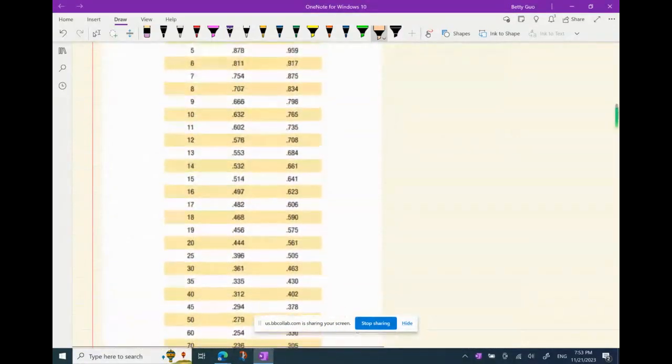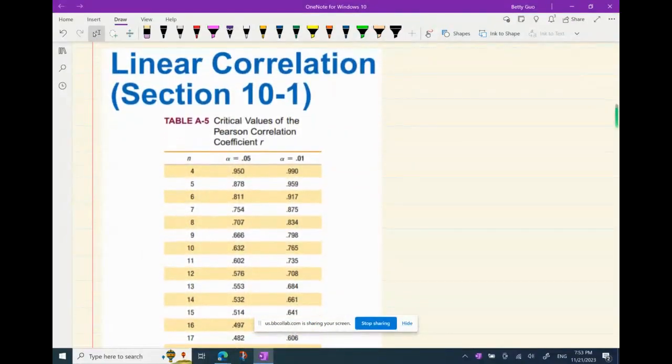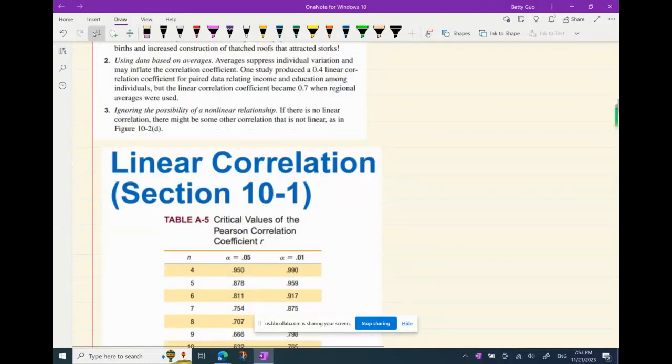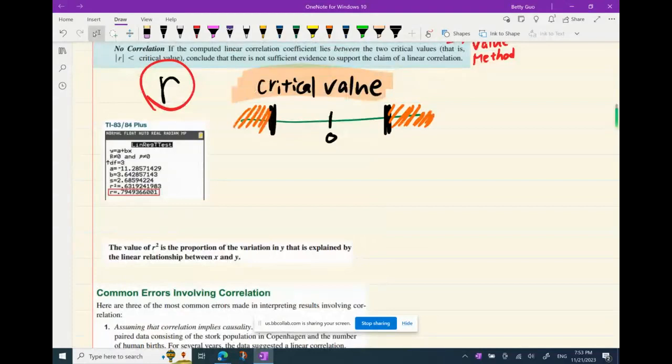I could also include that in the formula sheet. Yeah, so this is the linear correlation critical value table. We're going to use that to find the critical value when we use the critical value method to test the claim regarding the linear correlation coefficient.